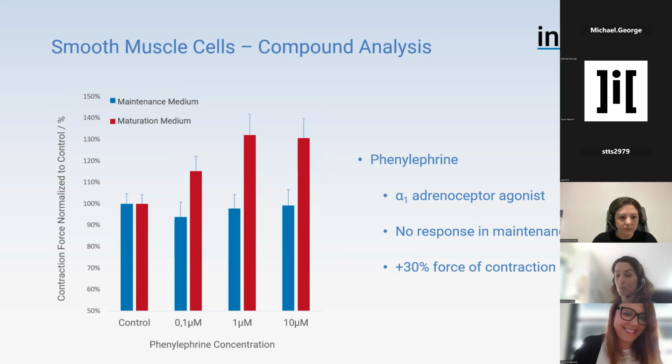after the maturation process. So here I think we found a good way of getting our protocol into place for doing follow-up studies, taking more compounds in and checking the smooth muscle cells more regarding their contractile properties.